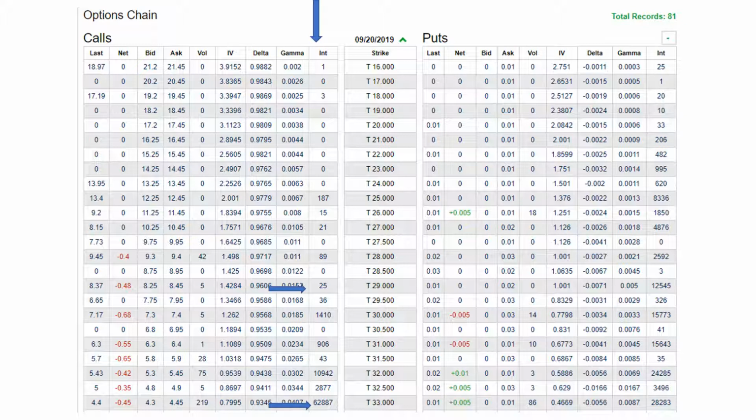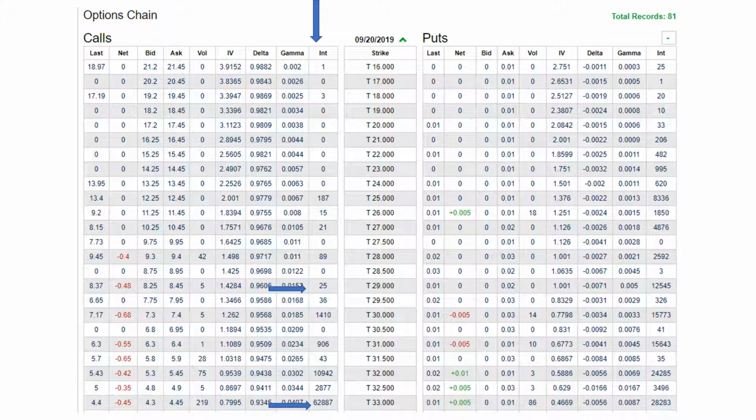Okay, number 3, open interest. This refers to the number of open contracts that have not been closed and are held by buyers or sellers. High open interest is a sign of high liquidity, and the trader should have little problem entering or exiting their trade.